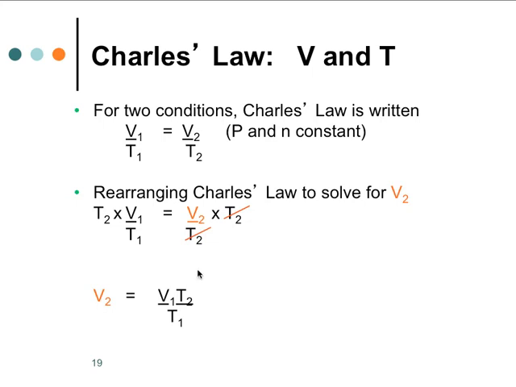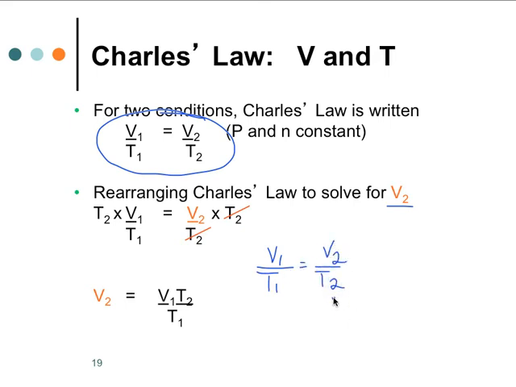All right, so how do we write Charles's law? V1 over T1 is equal to V2 over T2. Now, they solve Charles's law for V2. What I'd like to do is take a moment to rewrite it: V1 over T1 is equal to V2 over T2.